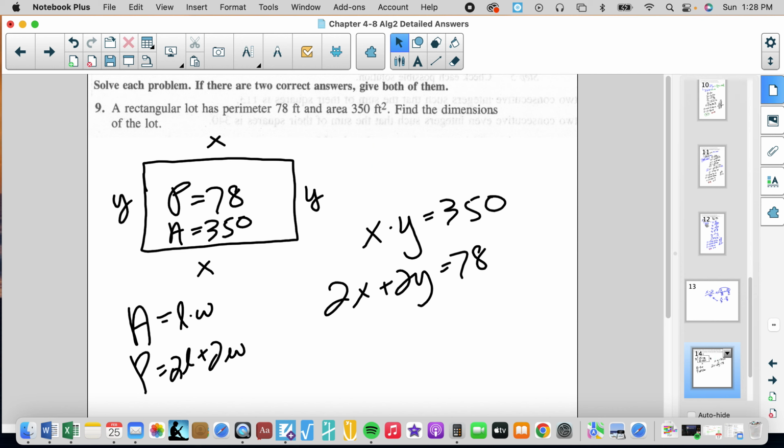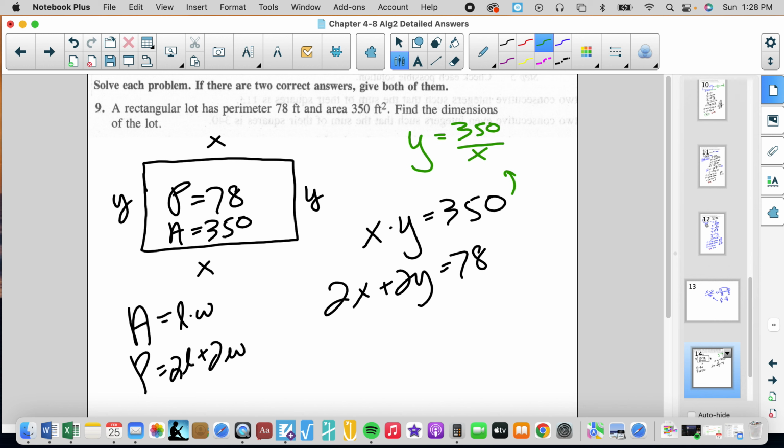When we isolate, these are not being added and subtracted, they're being multiplied. So y equals 350 over x. If we divide both sides by x, we get that.